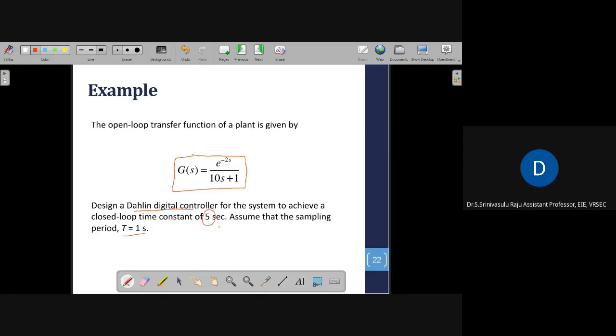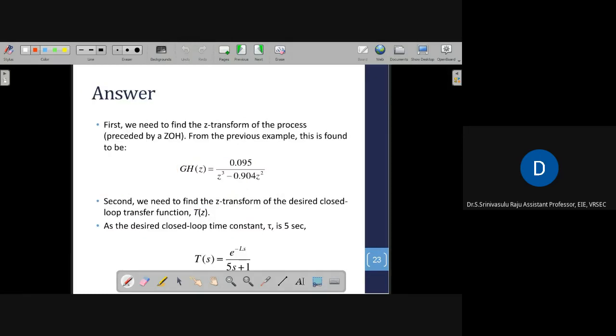All of us know what it means, tau f. Tau f is equal to 5 seconds. We know how to find this one, so I have not provided it here. So g h of z we can write directly, because we already arrived at this during earlier slides, in the example of deadbeat. Next, T of s. T of s is equal to e power minus ls by 5s plus 1.